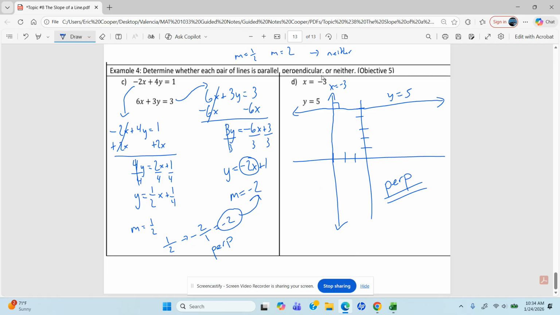So if you have two lines that have just x and y, they will always come out to be perpendicular. If you have two of the same, if I had two x's, they'll never cross. Same thing if I had two y's, they'll never cross. So those would be parallel to each other.